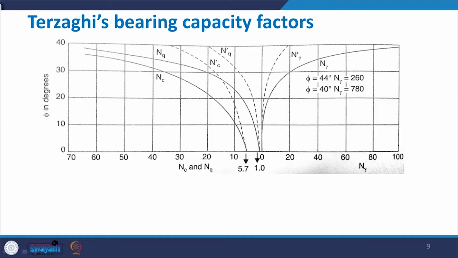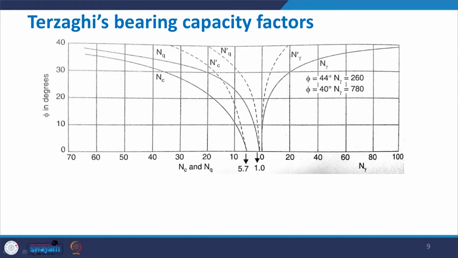In this chart, let me show, you could see that this is NC, NQ and N gamma, that means the solid lines. Let us talk about only the solid lines. If you see the solid lines, at this axis when phi equals 0, your N gamma equals 0, and as the value of phi increases, N gamma increases, initially with a small increment. So, the increase is not much, but at higher values it increases drastically.